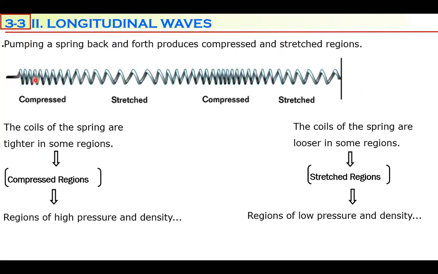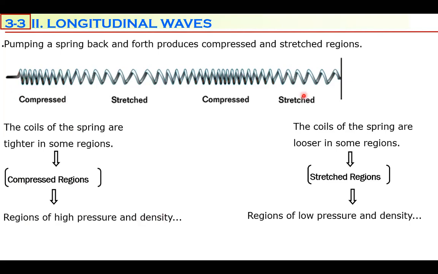Pumping a spring back and forth produces compressed and stretched regions. When you pump forward, you compress it. When you pump back, you stretch it. So there are regions of compression, regions of stretch, region of compression, region of stretch. The coils of the spring are tighter in some regions. As you see in these compressed regions, the coils are tighter or closer. These compressed regions have high pressure and high density.